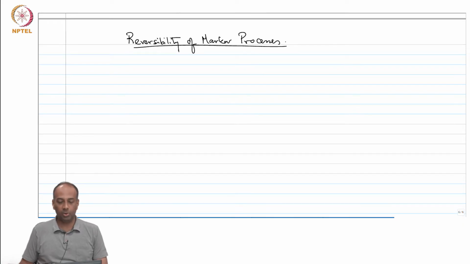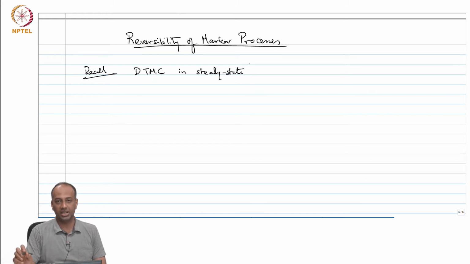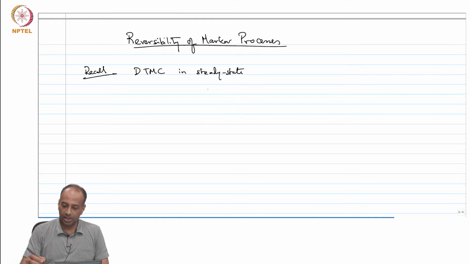Welcome back. Now, we will study reversibility of Markov processes, or reversibility of CTMCs. Recall that for a DTMC in steady state, that is, if you start off the DTMC in pi i, then p_ij star, which is basically pi j over pi i times p_ji, is the reverse transition probability. This we studied in great detail.